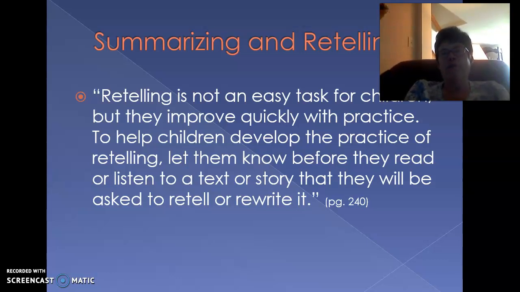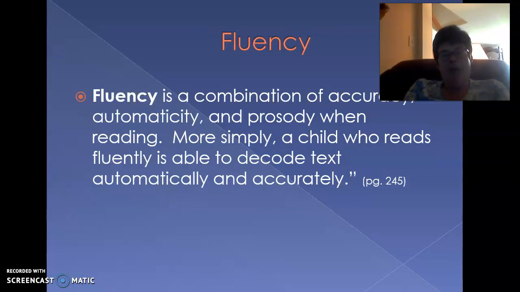To help children develop the practice of retelling, let them know before they read or listen to a story or a text that they're going to be asked to retell it or to rewrite it. We need to set the purpose up front so they know what to listen for and they know what you are asking of them. Now, fluency.